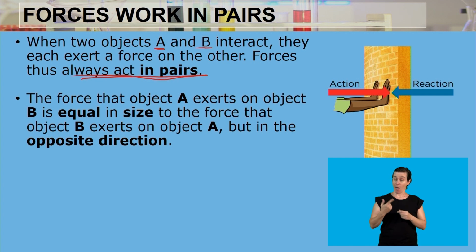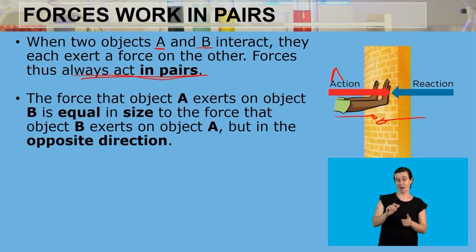Say for instance, you are pushing a wall. Did you know that the wall is actually pushing you back? For every action, there's an equal but opposite reaction. If you are applying a force onto the wall, that's your action. Now the wall will exert the very same force onto you, but in the opposite direction. That's the reaction from the wall. So you, being object A, exert a force onto the wall, and the wall exerts the very same force back to you, but in the opposite direction.